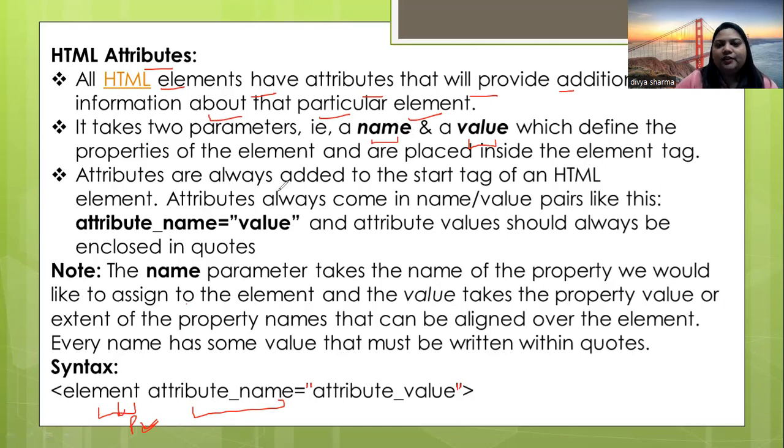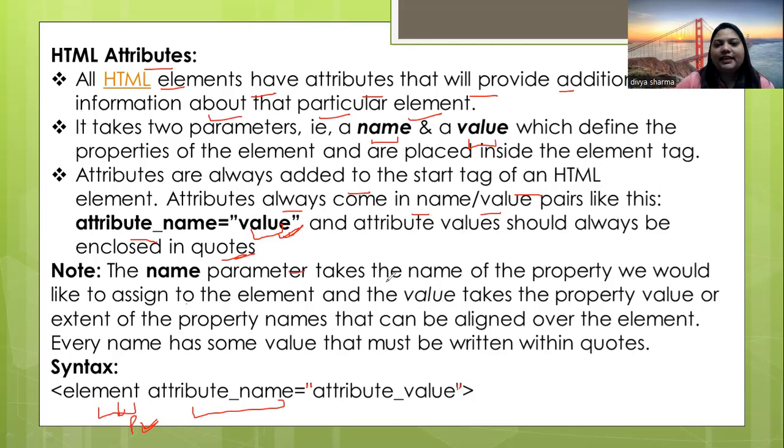Attributes are always added to the start tag of an HTML element. You have to keep in mind one thing: while adding additional information about the HTML element, you have to add it only in the opening tag. Attributes always come in name-value pairs, like this: attribute name, and a corresponding value. The attribute value should always be enclosed in quotes. Either single quotes or double quotes, it doesn't matter.